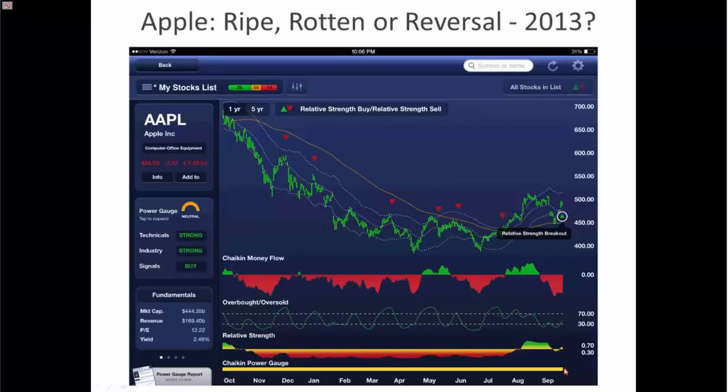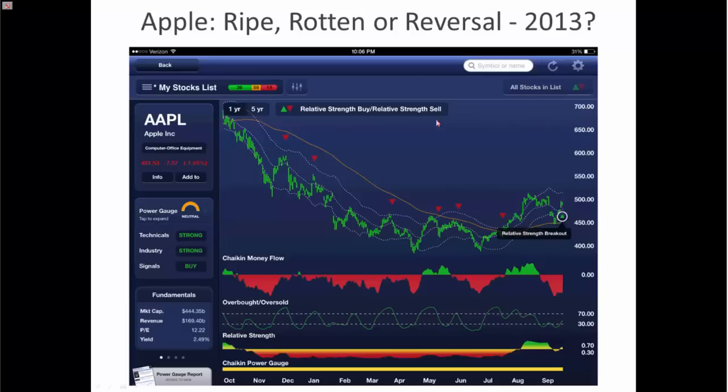But right at the end of the chart, you see that there was a relative strength breakout. This chart goes back to 2013. It ends at the end of September. And then we saw what happened. The Power Gauge turned bullish in October, and now we're off to the races, with the stock trading above its previous all-time high on a pre-split basis, which was 700. It's now trading at 103, so that's 721, and probably on its way to 110, just before the iPhone 6 announcement.